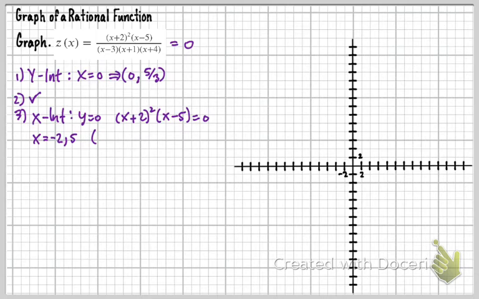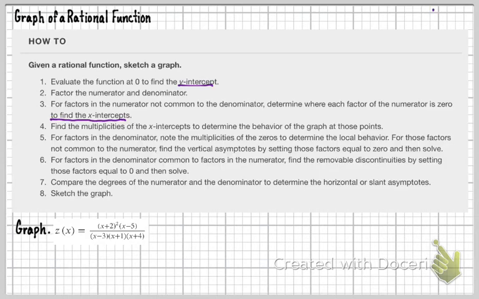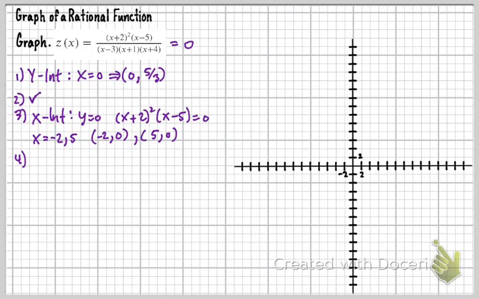So the ordered pairs then are going to be -2, 0 and 5, 0. So those are my 2 x-intercepts. So now that's step 3. Let's take a look at step 4 now. Step 4 says find the multiplicities of the x-intercepts to determine the behavior of the graph at those points. So when I look at 4 here, my zeros are -2, 0 and 5, 0.